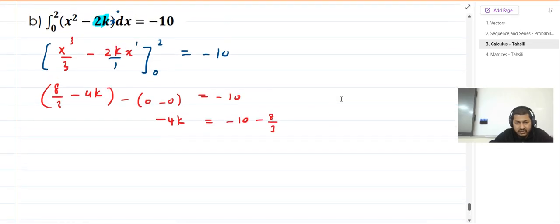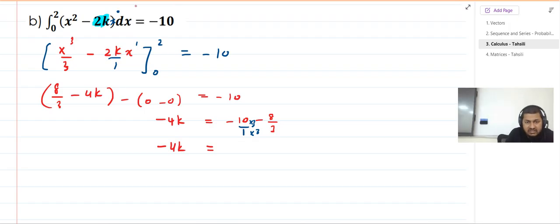We're almost there, guys, right? So negative 4k is equal to, remember this one is quite simple. We're going to just make it over 1, so times 3 times 3. So I've got minus 30 minus 8, so I've got minus 38 over 3. Now I'm going to divide both sides, so times negative quarter and times negative quarter. Why? Because if I divide both sides by negative 4, dividing by negative 4 is the same thing as multiplying by negative quarter.